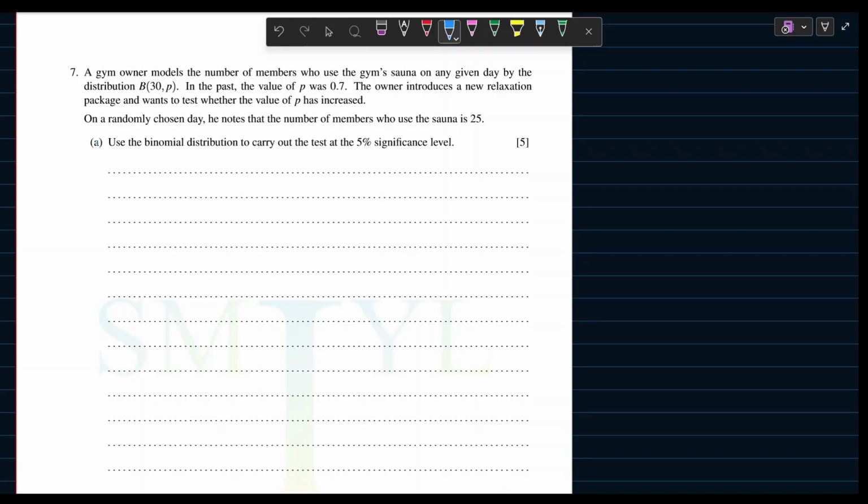So let's start off by defining our random variable, and we'll call it G. We're looking at the number of gym members who use the sauna on any given day. And we are told that G is binomially distributed with n is 30 and p is p.